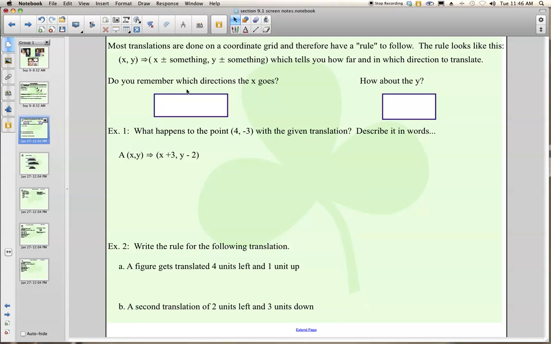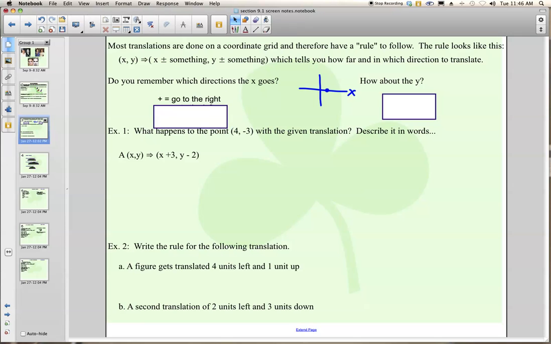So to look at this, do you remember on the coordinate grid, which directions do the x values go? When you are on a coordinate grid, this is your x-axis, so your x runs left to right. So if you start at 1 and you add a value to your x, you move to the right.